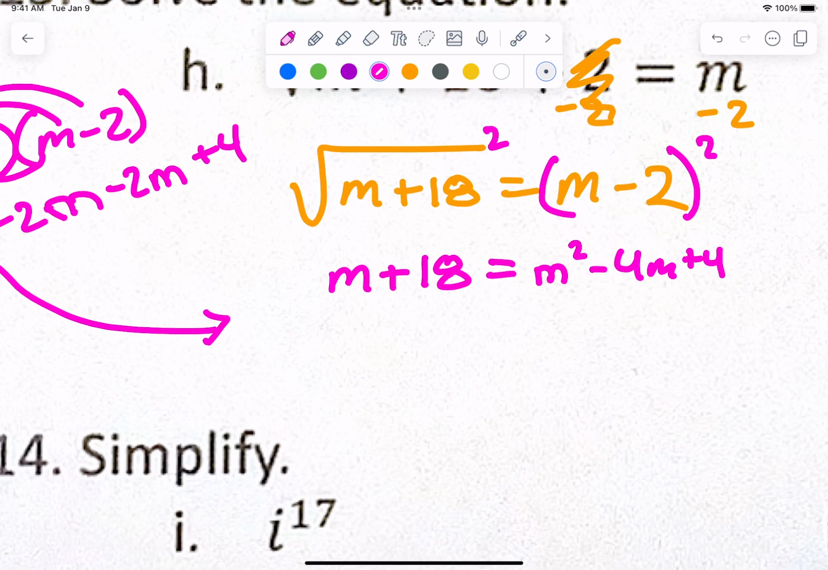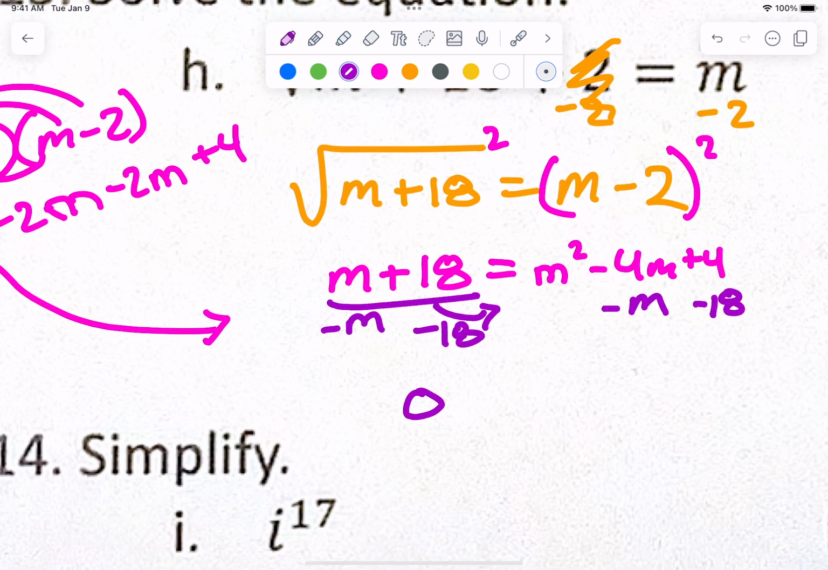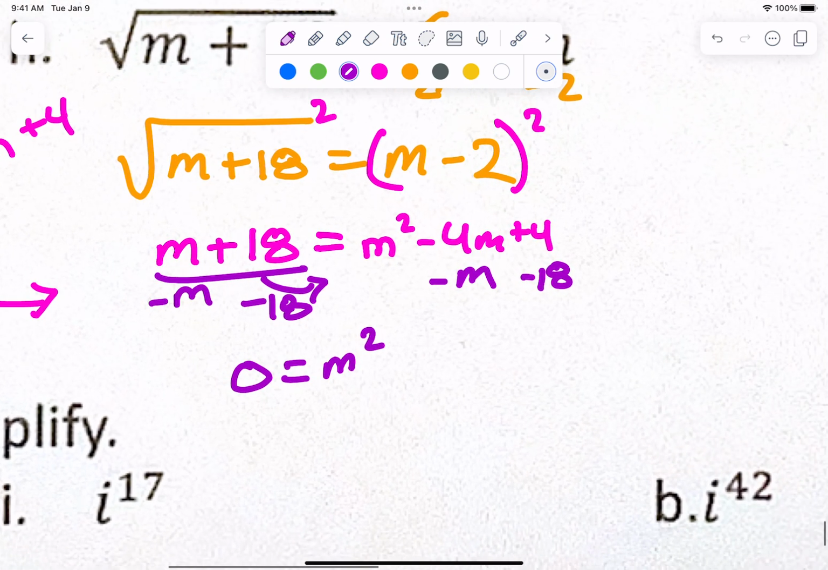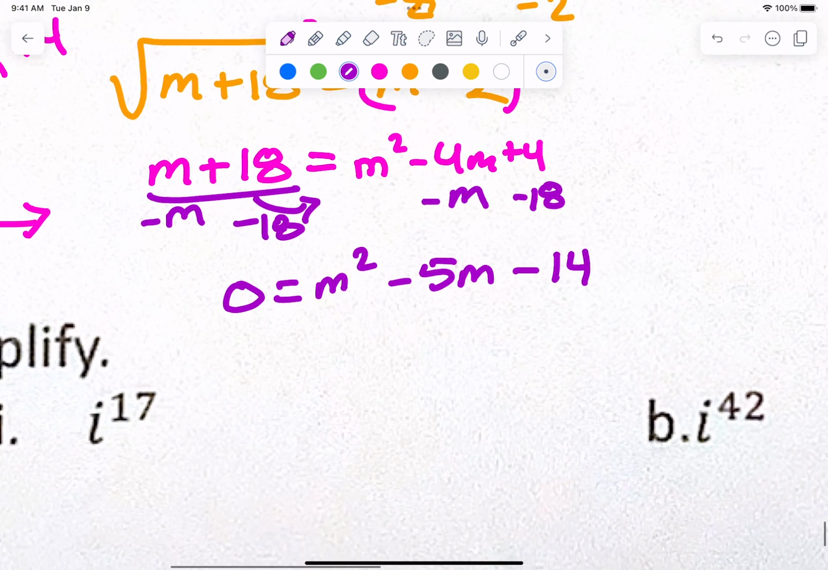Now what shall we do? Move everything over to the right side. So minus the M and minus the 18. Zero equals M squared, minus 5M, minus 14.